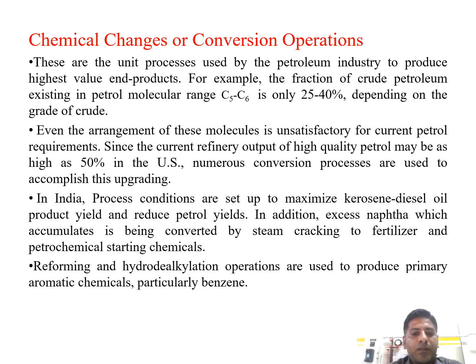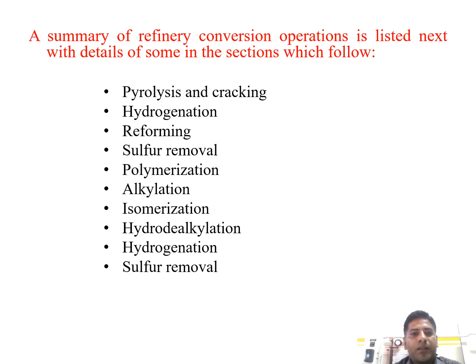Next, in India, process conditions are set up by maximizing the kerosene and diesel oil product yield and reducing the petrol yield. In addition, the excess naphtha which accumulates is being converted by steam cracking to fertilizer and petrochemical starting chemicals. Lastly, the reforming and hydrodealkylation operations are used to produce primary aromatic chemicals, particularly benzene. Next, the summary of refinery conversion operations is listed there, with detail for some of the sections below.